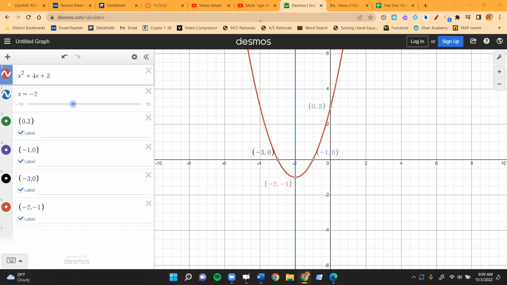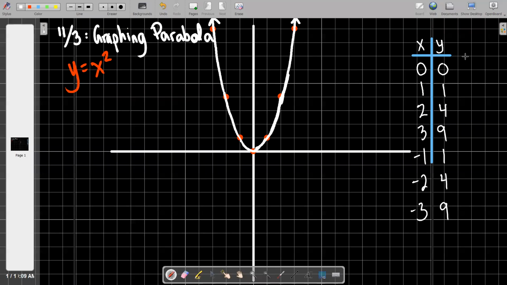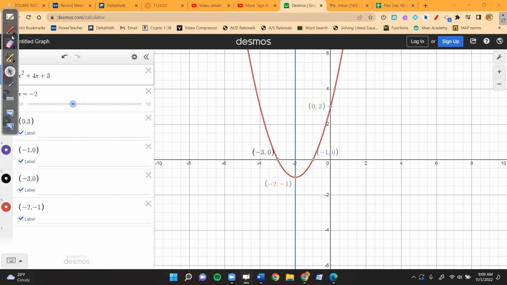I need to get my writing tablet back open real quick. So give me just a sec. There it is. So here comes some vocabulary for you. First off, I want to talk about this point right here. You see that? That's like the bottom of the bowl. If the graph gets flipped, it will, of course, be the top of the arch. Do you guys know by chance what that point is called?